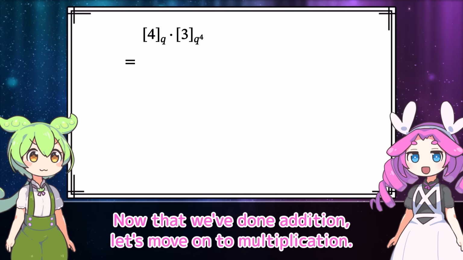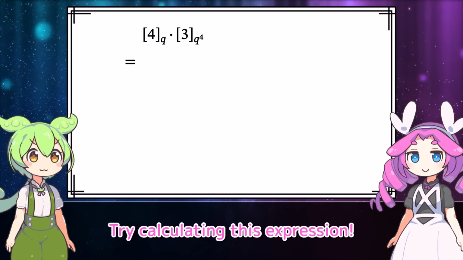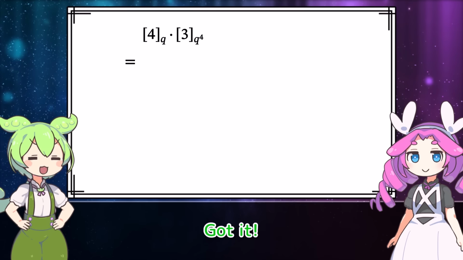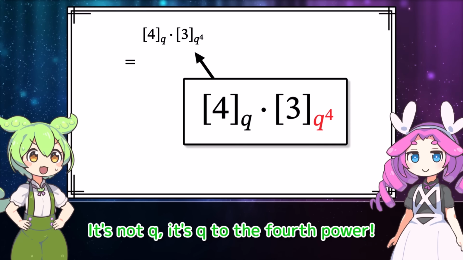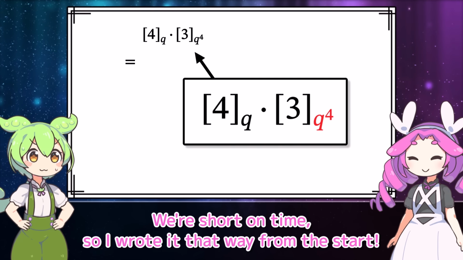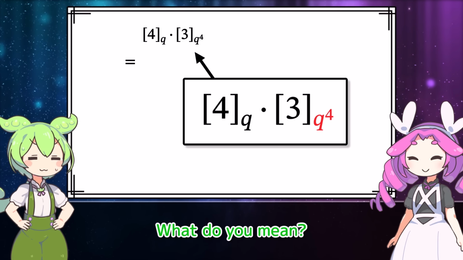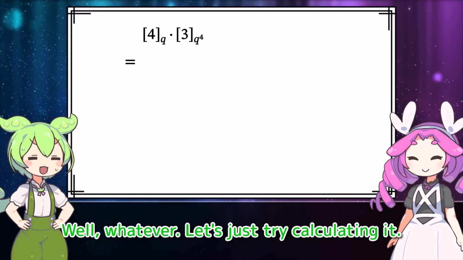Now that we've done addition, let's move on to multiplication. Try calculating this expression. Got it. Huh? Something looks strange here. It's not q, it's q to the 4th power. We're short on time, so I wrote it that way from the start. What do you mean? Well, whatever. Let's just try calculating it.